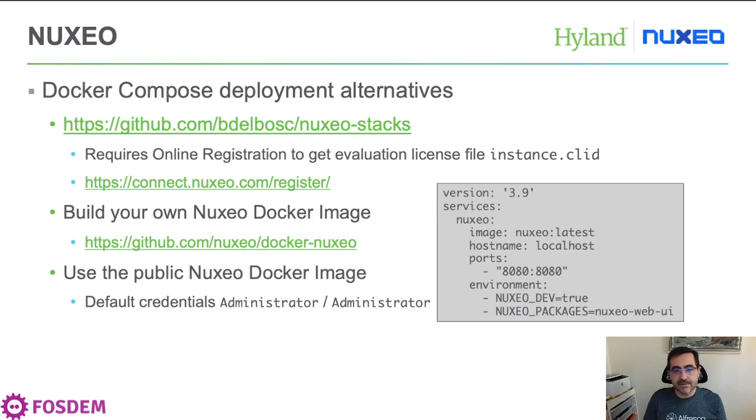You can get this license in order to evaluate the product, but if you don't want to follow that way, you can even build your own Nuxeo Docker image, just adding some customization and some services to your deployment, or you can use the public Nuxeo Docker image. That image is so simple to create, and this is the method we are going to use in this demonstration. And also remember that default credentials are administrator instead of admin for the use case of Nuxeo.